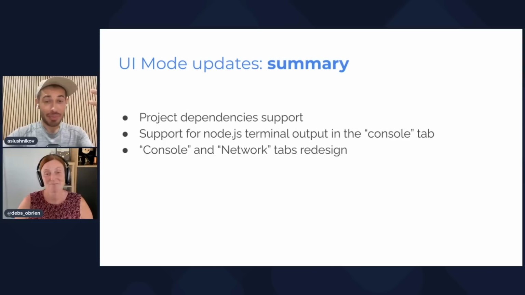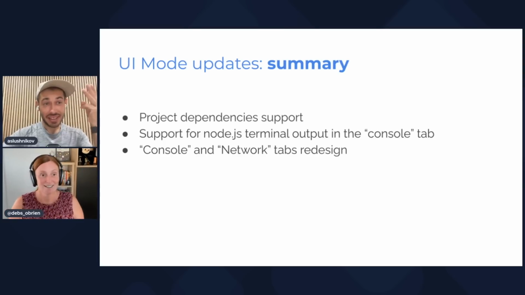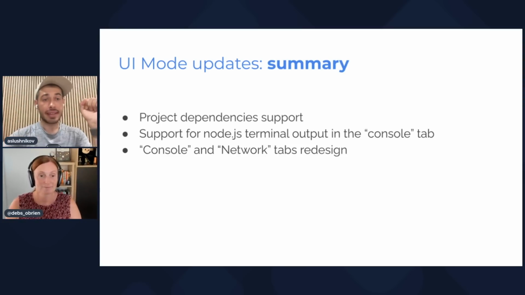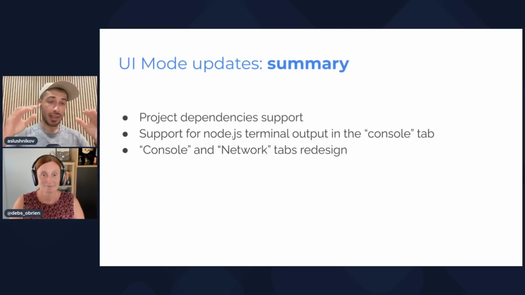So let me recap. We had 3 things in UI mode. The first one is the project dependency support. Now you don't have to run them manually. Second one is the Node.js logs in the console tab, very handy for debugging. And the last one is the console and network tab redesign that shows you basically all the information across the test with highlight per step.